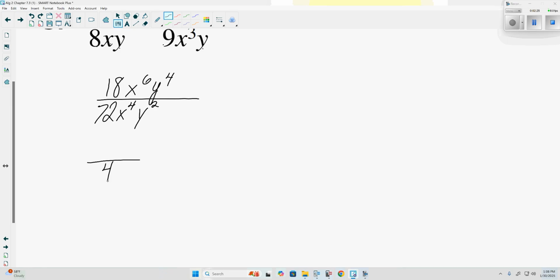Let's see what happens. X to the 6th over x to the 4th. When we divide like bases, we subtract the exponents. So 6 minus 4 is 2. Is it bigger on top or bottom? Top, so it stays on top as x squared. Y to the 4th over y squared: 4 minus 2 is 2, so y squared, and since it's bigger on top, it stays on top. So we finish with x squared y squared over 4. And our restrictions would just be x is not 0 and y is not 0.